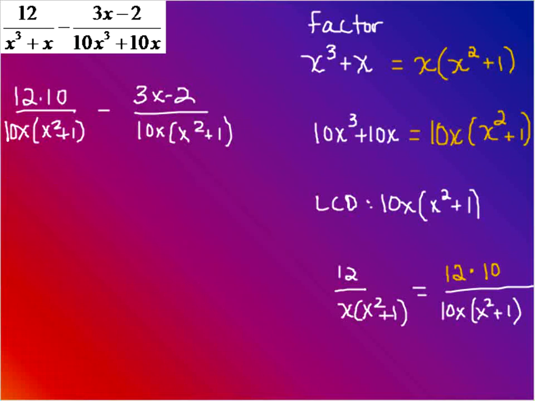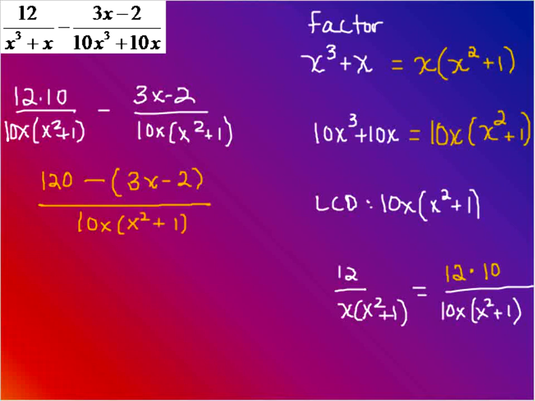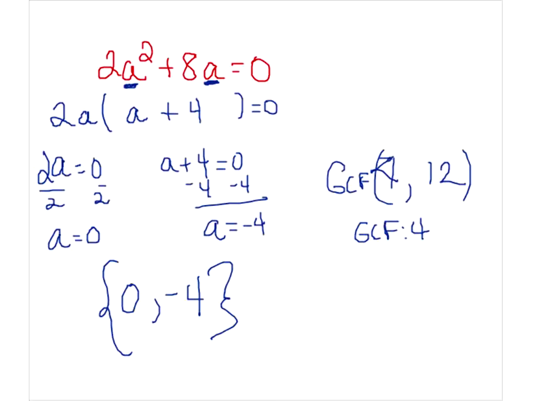So this is what we have for our problem. I'm going to write 12 times 10 is 120 as I write a single fraction here. Minus, in parentheses, 3x minus 2. Make sure you put it in parentheses. And then I can finish up by distributing the minus through the parentheses. And I get 120. Oops, that's a 2. Sorry about that. Instead of a 4.